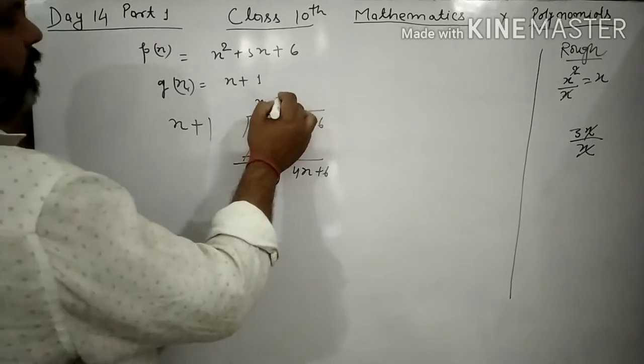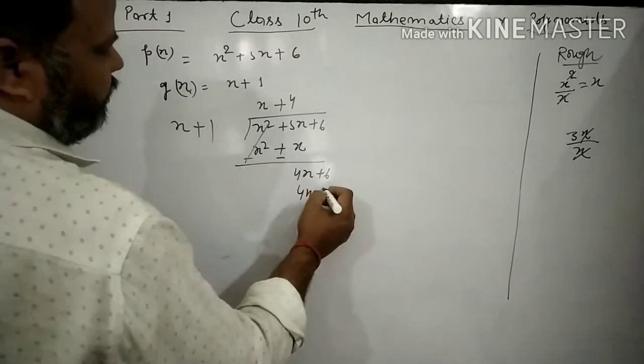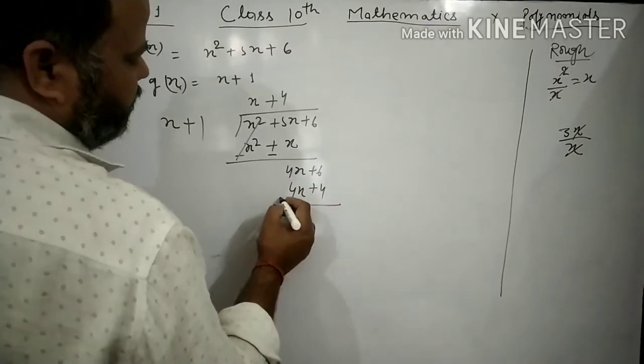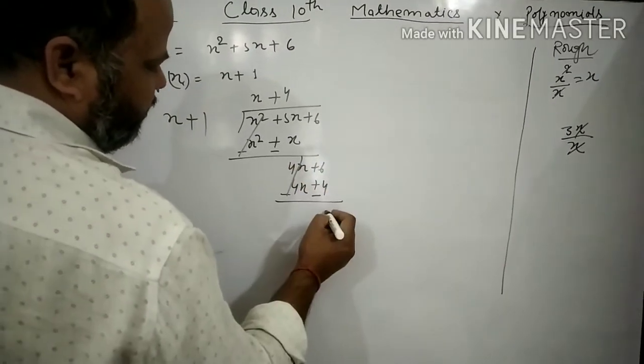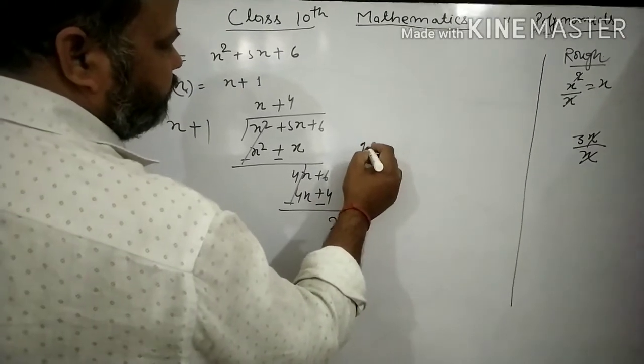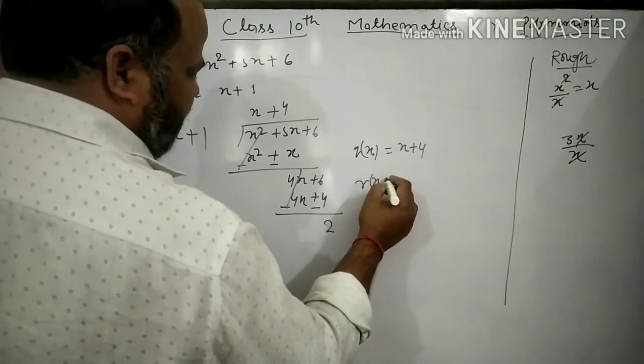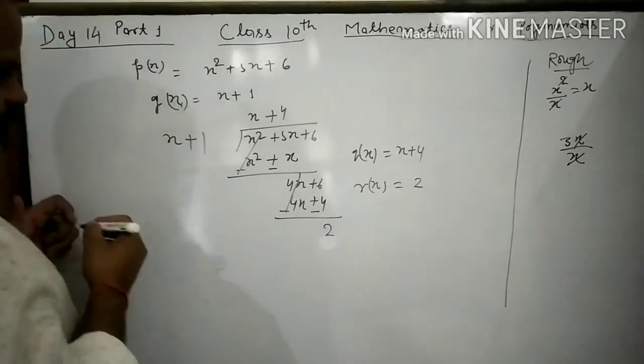Now plus 4x and plus 4, minus, here 2. Then q(x) is equal to x plus 4 and r(x) is equal to 2.